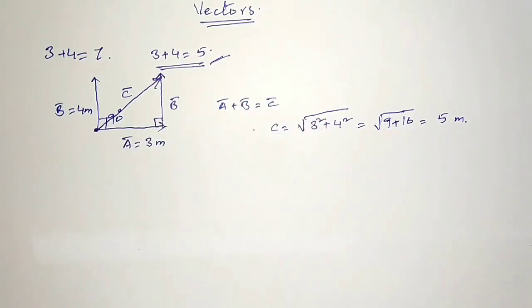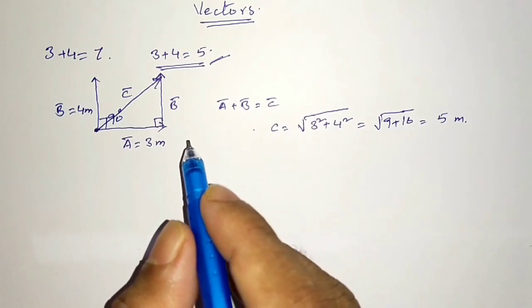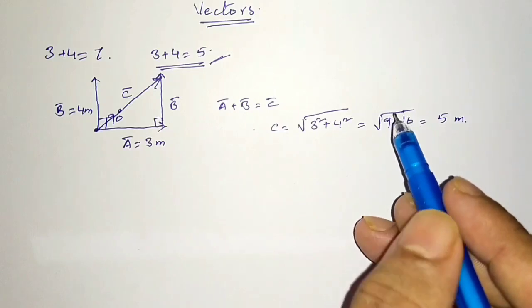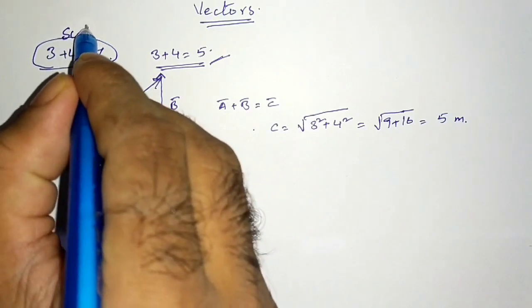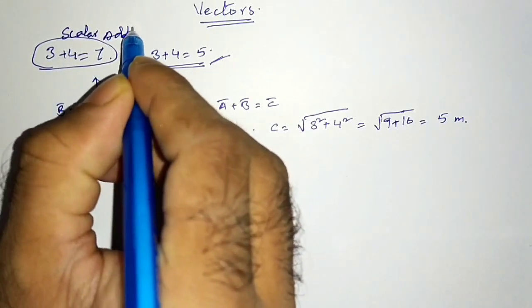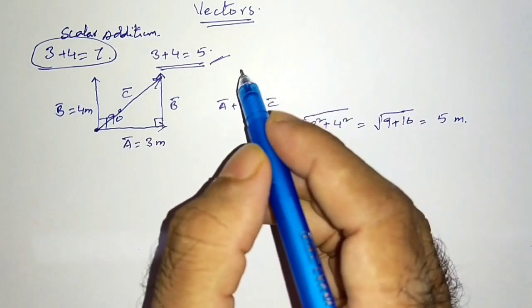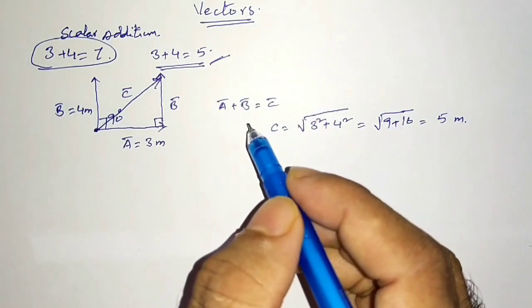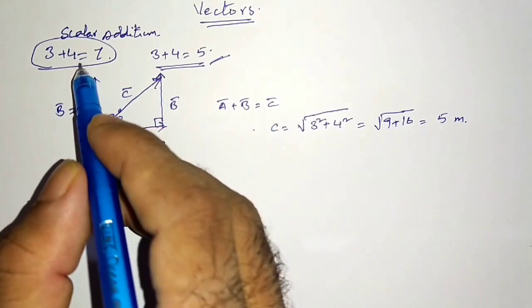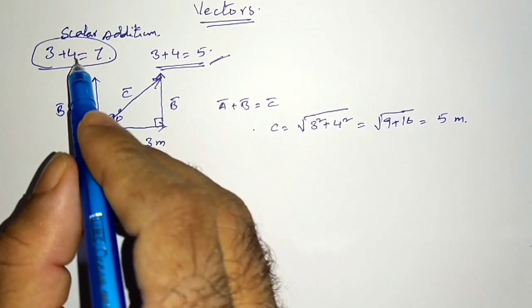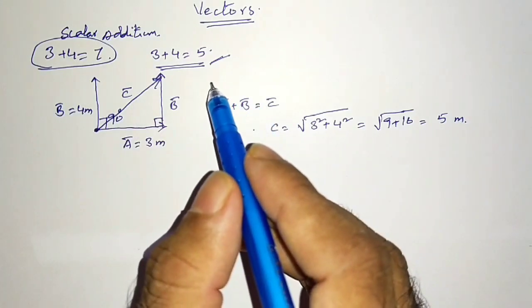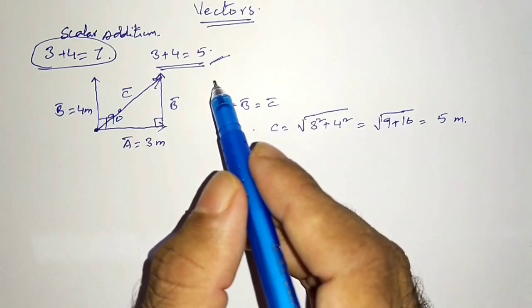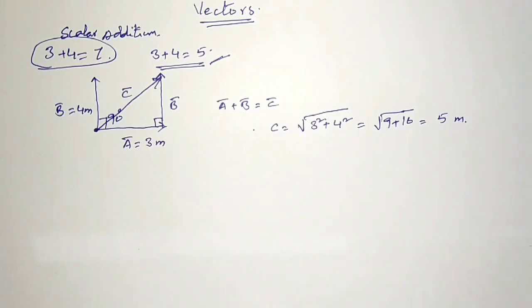Yes. Understood? Here you see the difference between vector addition and scalar addition. This is simply called scalar addition. And what is this? This is vector addition. Understood? So scalars can be added or subtracted by using simple rules, but vectors are added or subtracted by the geometrical rules only.